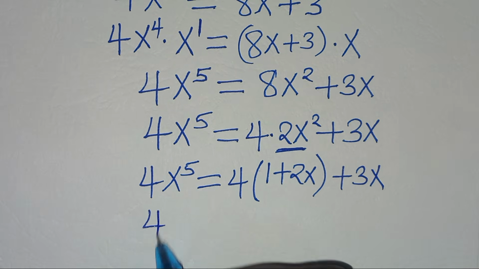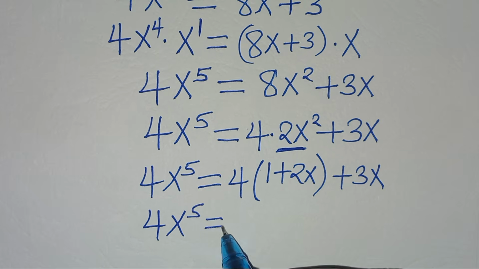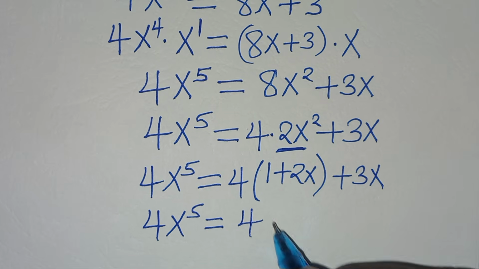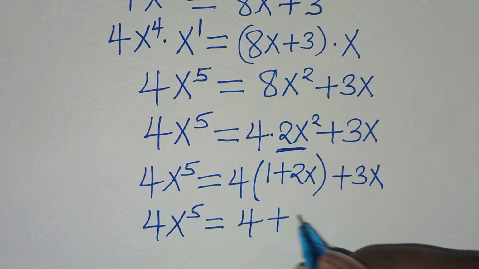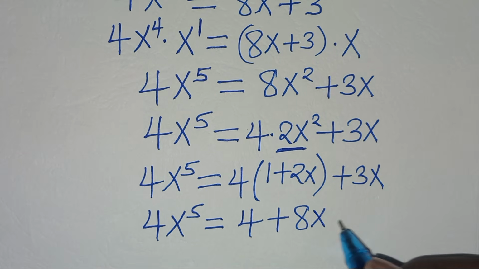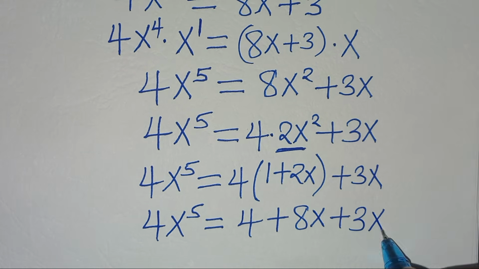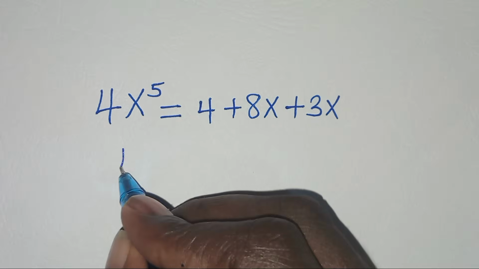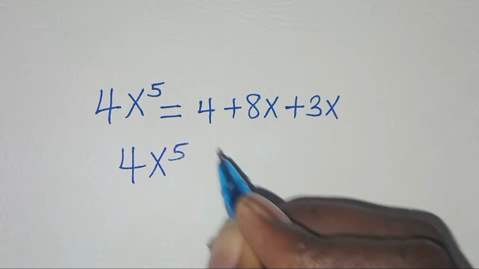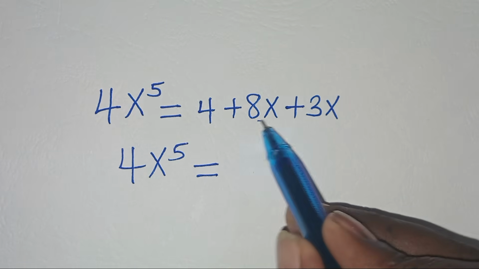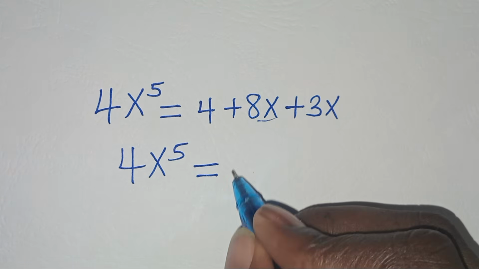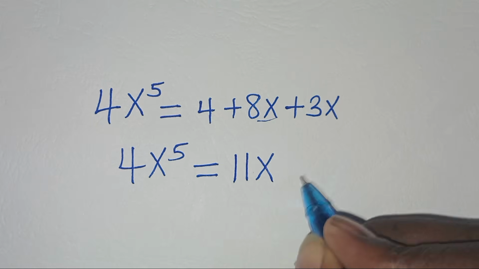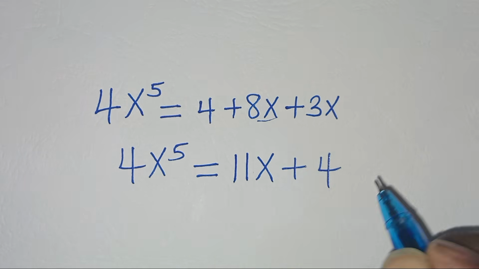So this is 4x^5. This is equal to 4 times 1, this is 4, plus 4 times 2x, this is 8x, then plus 3x. Now this means we have 4x^5 equal to 8x plus 3x, this is the same thing as 11x, then plus 4.